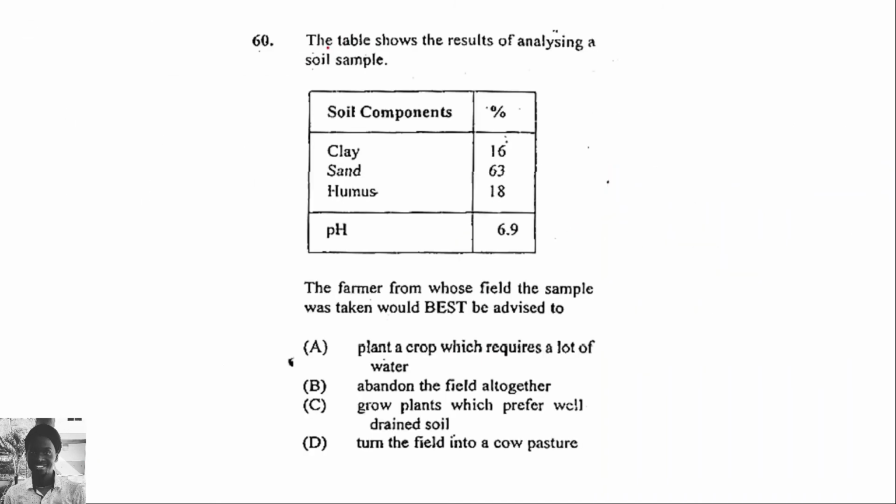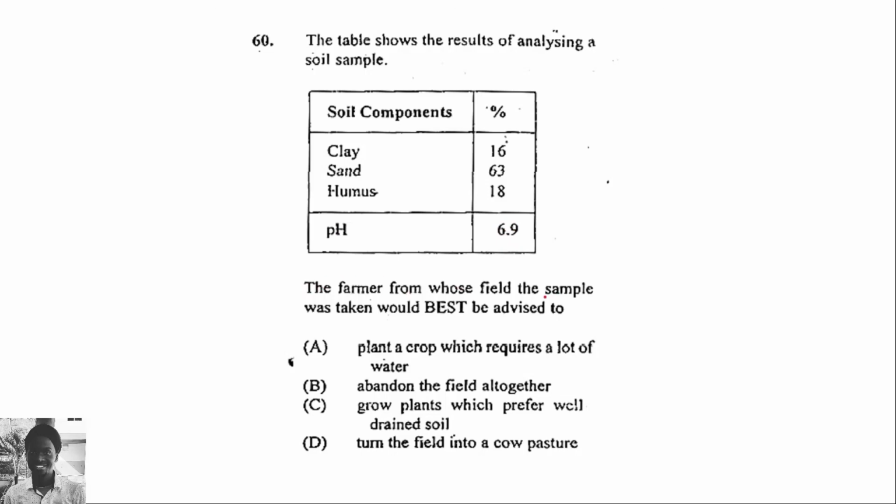Number 60. The table shows the results of analyzing a soil sample. Okay, so you have the soil components: sand, clay, and humus. 16% clay, 63% sand, and 18% humus. You are also told the pH of the soil sample, which is 6.9, around the neutral pH.